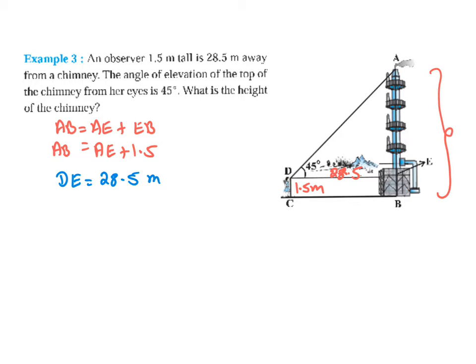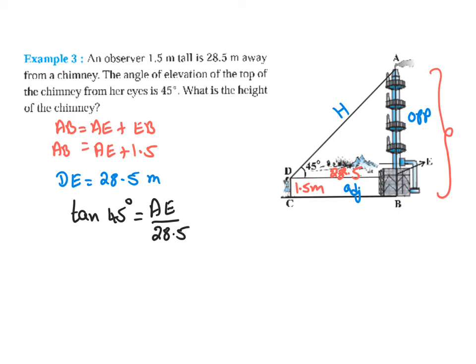Let's mark the sides of the triangle. From 45 degrees, AE happens to be the opposite side. DE happens to be the adjacent side. And this is the hypotenuse. So now let's figure out. We are supposed to find the opposite. We know the adjacent. Opposite over adjacent. Which trigonometric ratio? Tan. Great. So tan 45 degrees is equal to opposite, which is AE, divided by adjacent, which is DE, that happens to be 28.5.